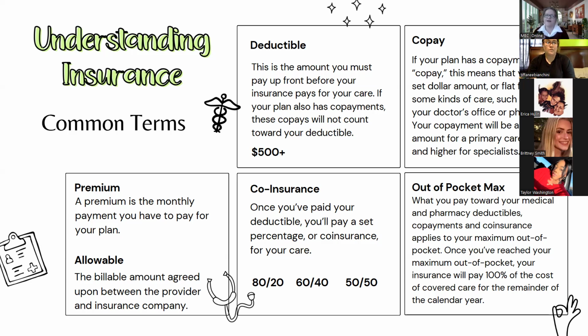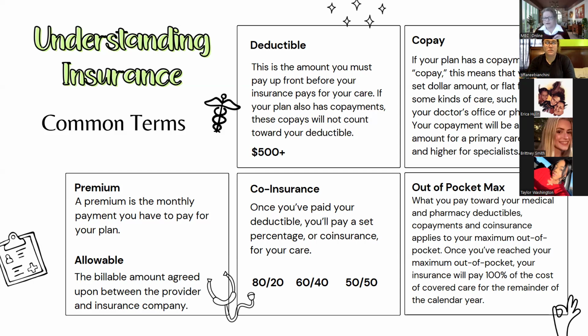But again, not all insurances have a copay. Sometimes you go to the doctor, they bill what they bill, your insurance allows what it allows, and if you haven't met your deductible, you're going to be responsible for 100% of it. If you have met your deductible, they're going to pay what they're responsible for, or their co-insurance, which is the next thing we're going to talk about.